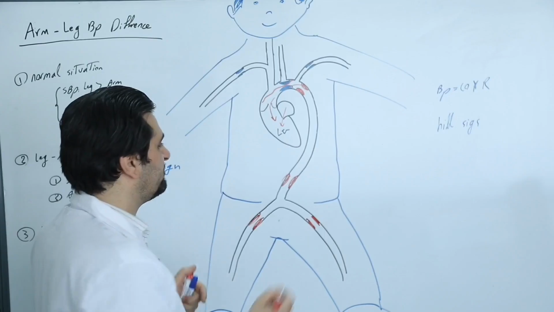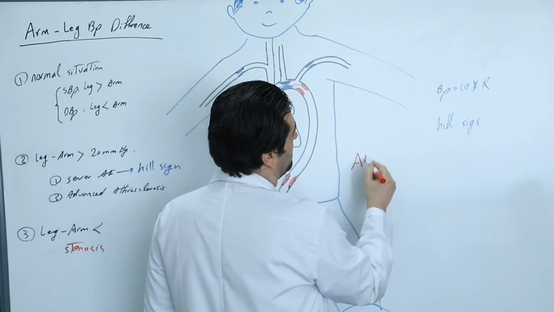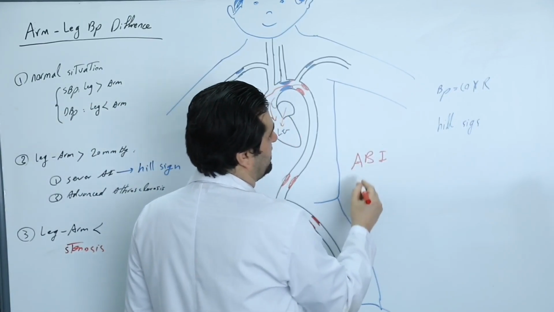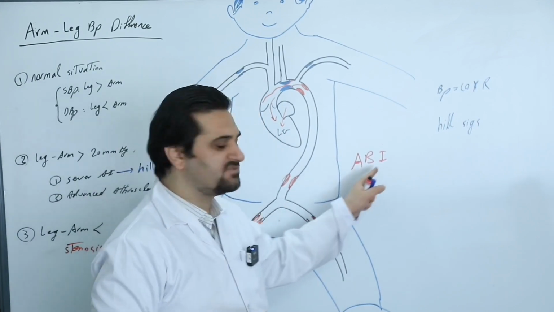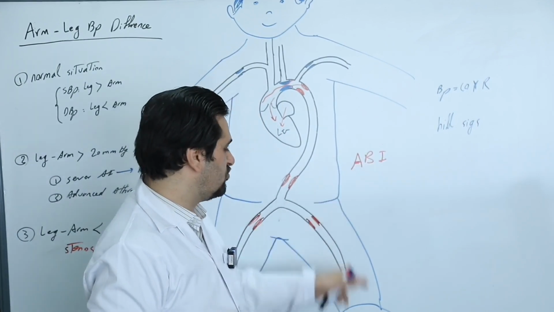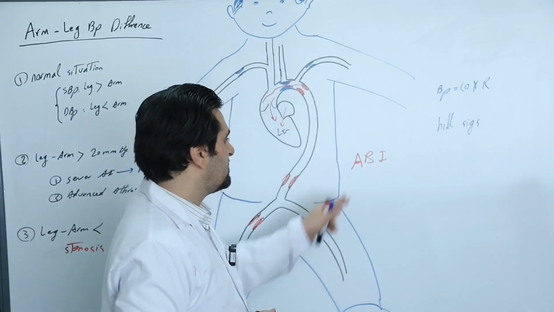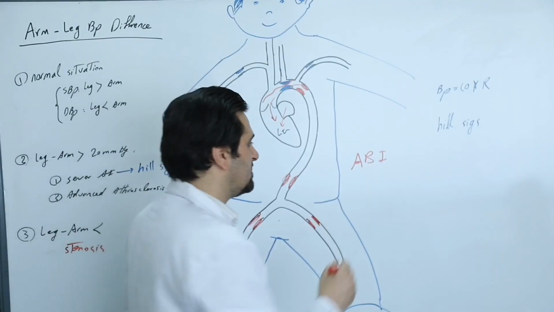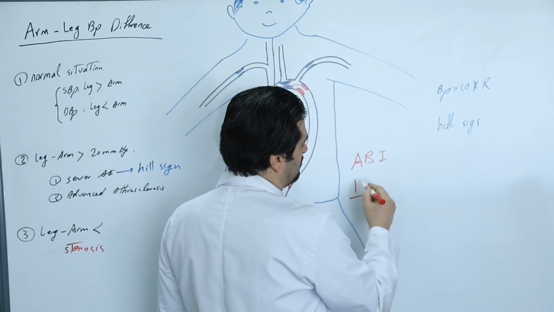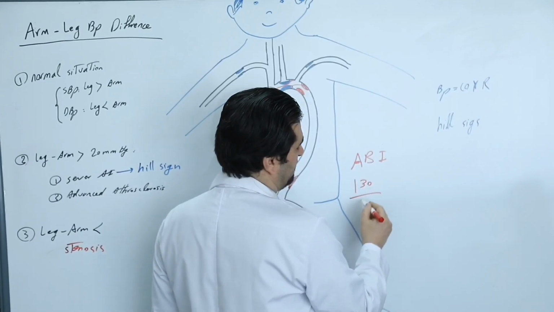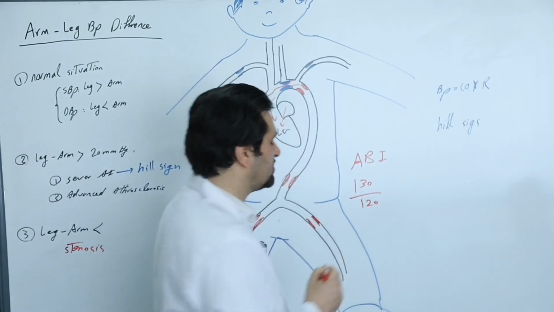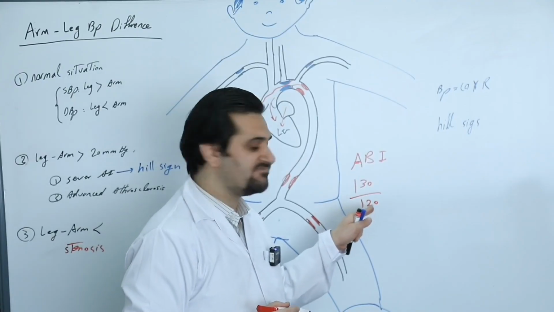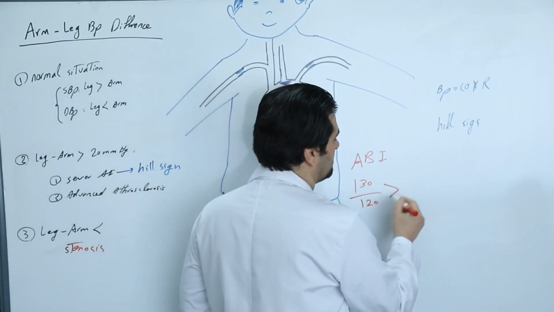Here, an index is defined called ABI. ABI stands for ankle-brachial index, which means we measure the blood pressure at the ankle, divided by the brachial blood pressure. So, under normal conditions, if the ankle blood pressure is 130 mmHg and the brachial or arm blood pressure is 120 mmHg, our ABI will be greater than 1.